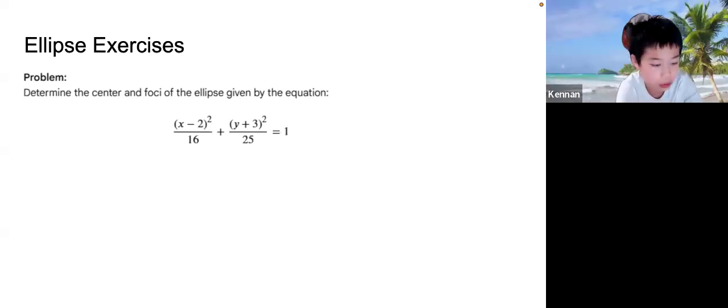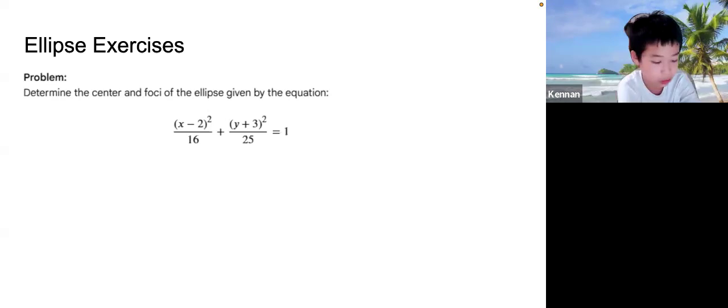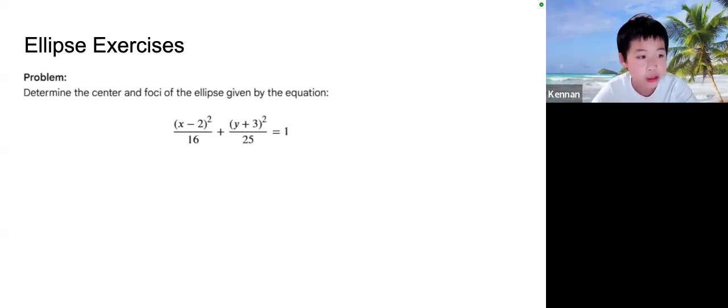Right, I guess I'll just talk about this one. So first we need to determine the center and the foci. The center is relatively easy.